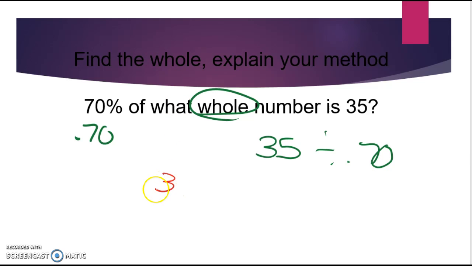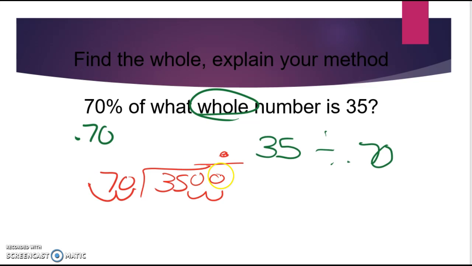So 35 is going to go inside the house. My 0.70 is going to go on the outside of the house. I have to move my decimal towards the house, which means I need to move this one too, and move it up. Fill in all my blanks with zeros. 70 can't go into 3, can't go into 35, but it can go into 350 5 times. But I still have a 0 left, so my final answer would be 50 for this one.